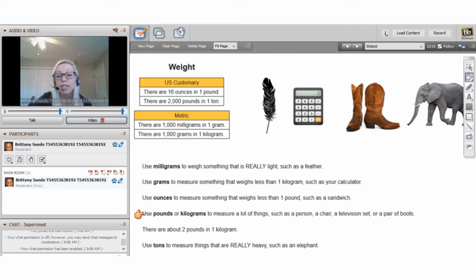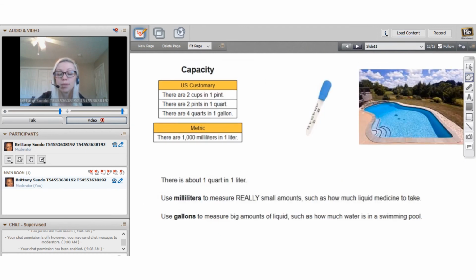We would use pounds and kilograms to measure a lot of things. So that's a really popular unit of measurement. So something like a person, a chair, a pair of cowboy boots. And then our big one is we would use tons to measure something that's really, really huge, like an elephant. Okay, so those are the different measurements that we would choose to measure those types of things.